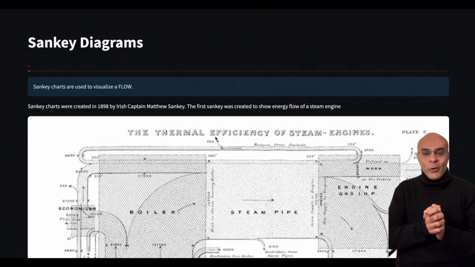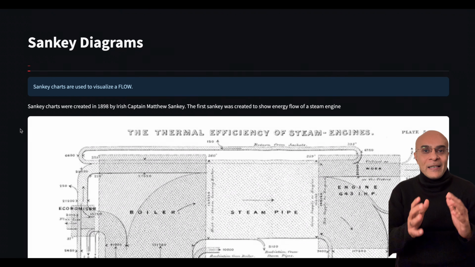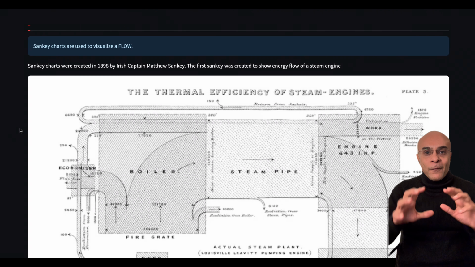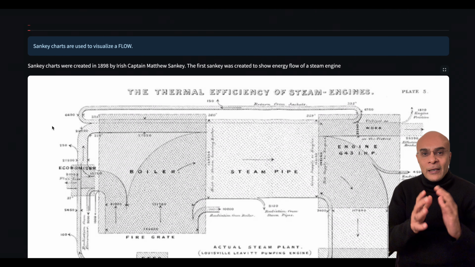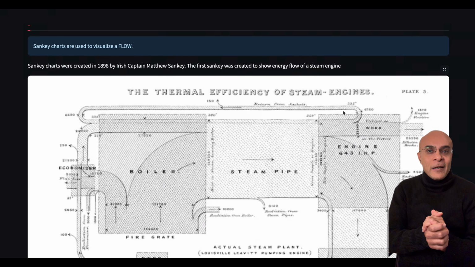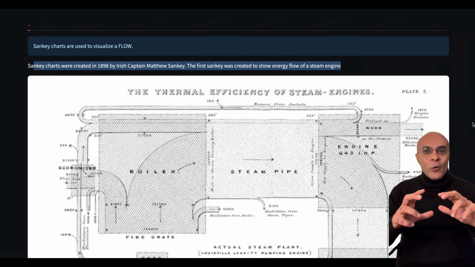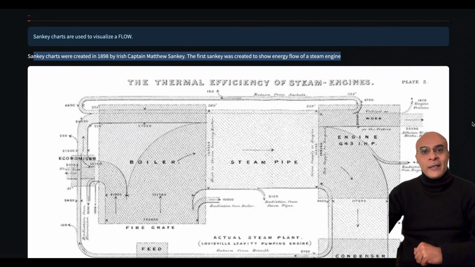Hi there. Today we are going to talk about a very interesting data visualizing technique called a Sankey diagram or Sankey chart. They are perfectly suitable to analyze flow kind of data. And they were first created by someone called Captain Matthew Sankey in 1898. And he created the first Sankey to analyze an energy flow of a steam engine.